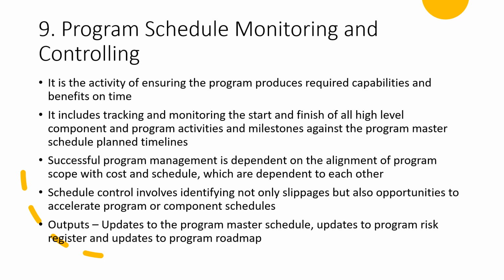You know that the program master schedule contains the schedule for the overall program as well as the schedule for individual components. Successful program management depends on the alignment of program scope with cost and schedule, which are dependent on each other. Schedule control involves identifying not only slippages but also opportunities to accelerate program or component schedules. The outputs of program schedule monitoring and controlling are updates to the program master schedule, updates to the program risk register, and updates to the program roadmap.